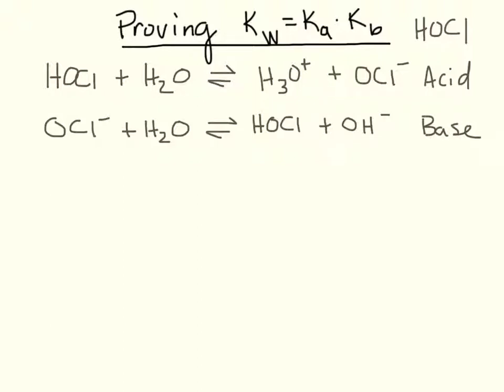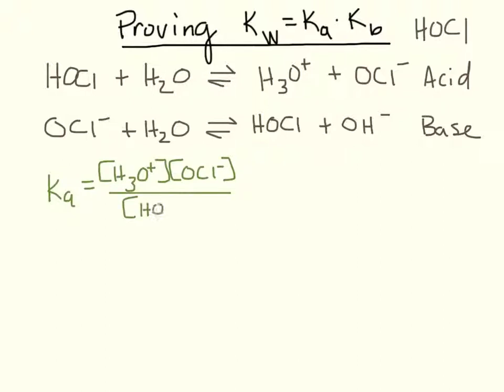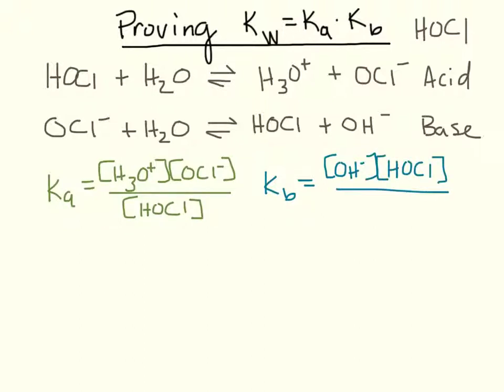So let's write the Ka and Kb values for these guys. The Ka of the first equation would be hydronium times OCl minus divided by the HOCl concentration, and the Kb will be OH minus and HOCl divided by the OCl minus.